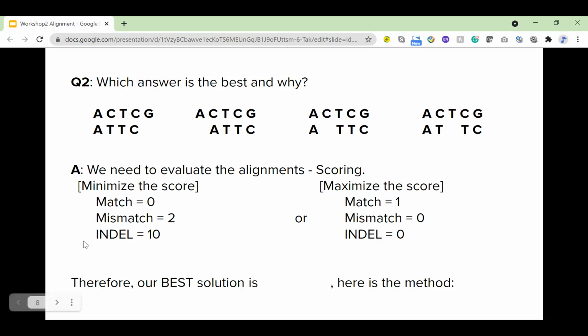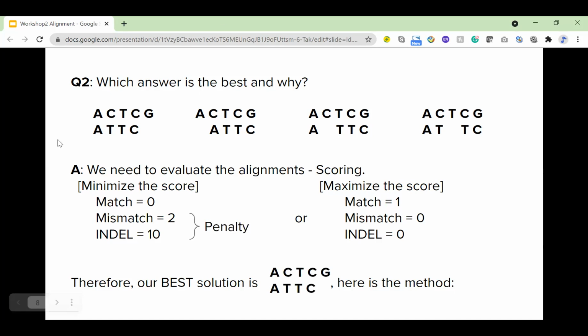How heavily you want to penalize those really depends on you. For example, if you don't really want indel to happen, you can actually say indel equals 1,000. That's possible, but usually nobody does that, to be honest. But it's just a way to demonstrate that those scores are designed by you, depending on the situations where you want to use those systems.